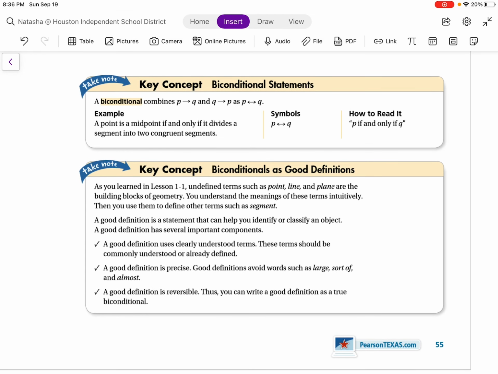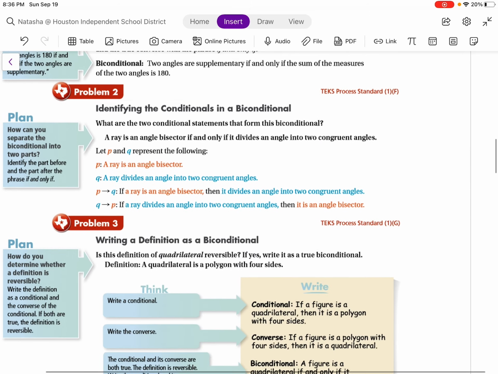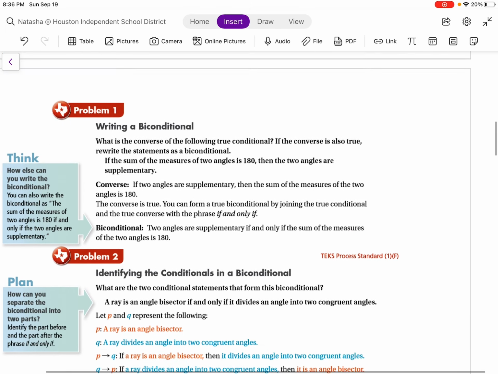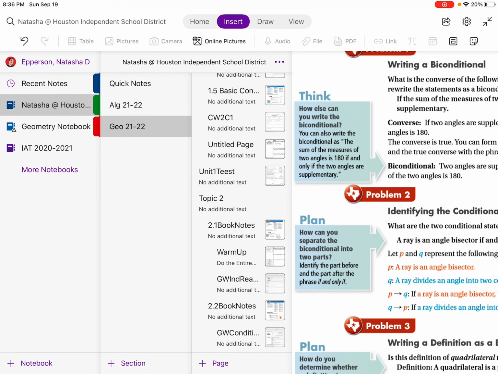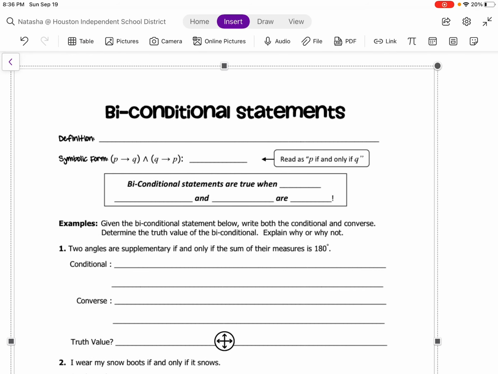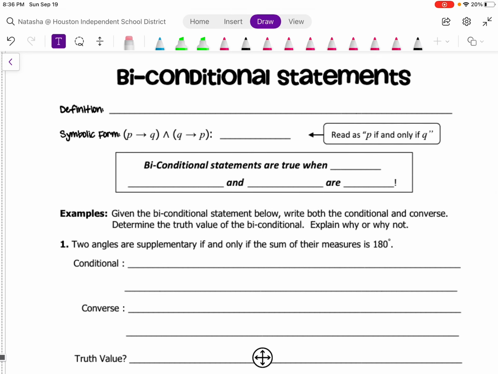So there are some key concepts in regards to biconditional statements, and also what we like to call a good definition. Not every definition that we get is a good definition. Okay, and I know that can be a little bit confusing, so I definitely recommend that you read through the problem examples given. All right, now we're going to go ahead and look at the writing that we're going to write for our notes.